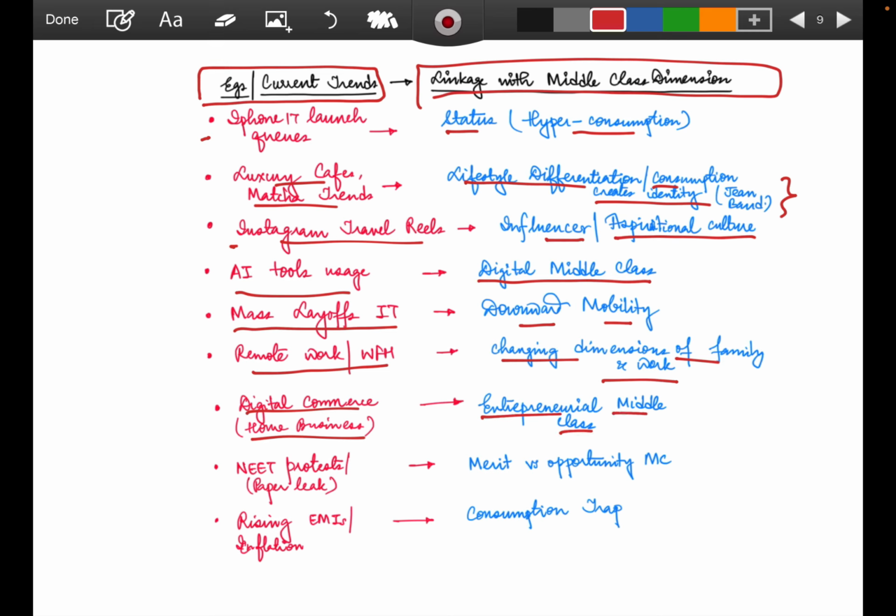It is just aspiring things, right? Then there are protests over paper leaks, merit versus opportunity for the middle class. Rising EMIs or inflation can be linked with the consumption trap. So I have tried to draw parallels with whatever is going on in and around society, and how you can link it with the keywords used nowadays.